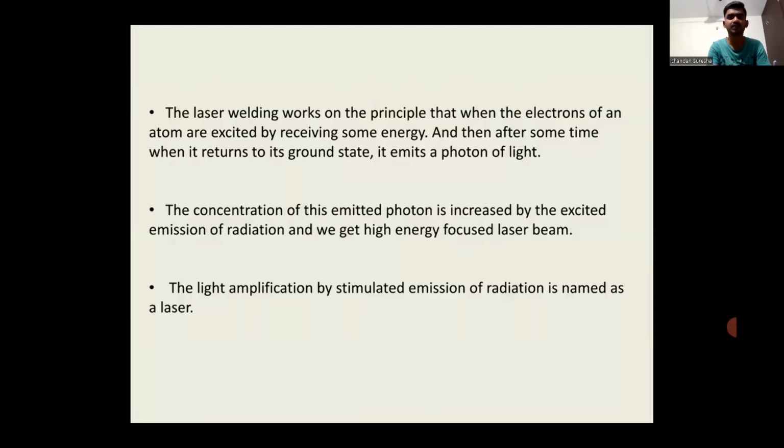Laser welding works on the principle that when the electrons of an atom are excited by receiving some energy, and then after some time return to their ground state, they emit a photon of light. The concentration of this emitted photon is increased by the stimulated emission of radiation, and we get a high energy focused laser beam. Light amplification by stimulated emission of radiation is named laser.